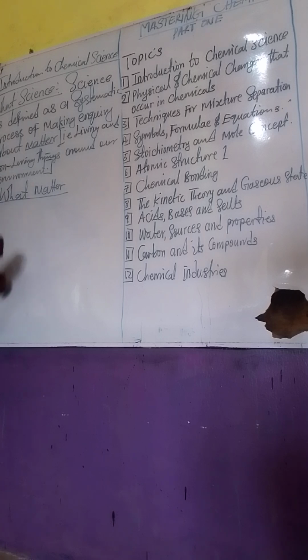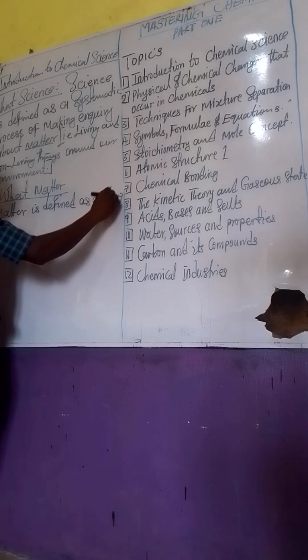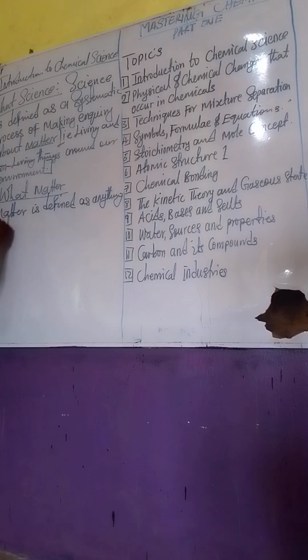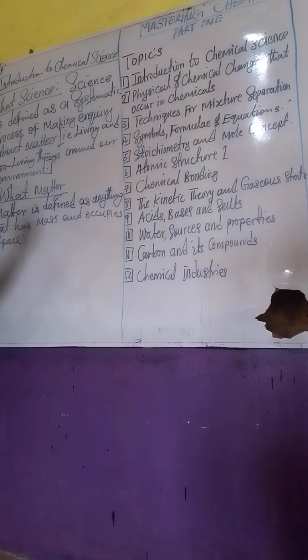Now, matter is defined as anything that has mass and occupies space. Full stop. Take note of the keyword of matter: anything that has mass and occupies space.